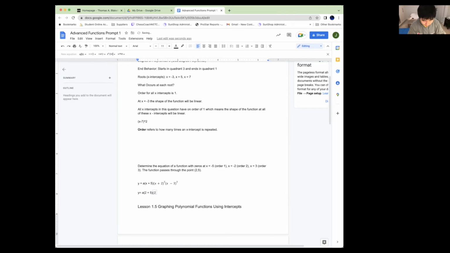We're going to say 2 plus 2 to the power of 2. And finally, we are going to plug in 2 for this x here, 2 minus 3 to the power of 3. Okay, so we plugged in our x, and our y value is 5. So we're going to plug in 5 for y, and then just the same thing.